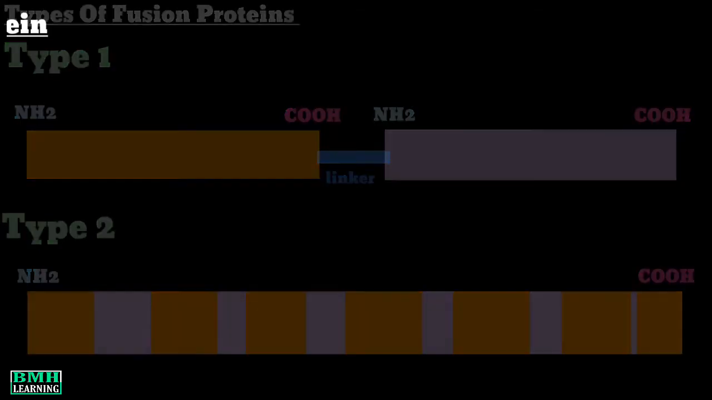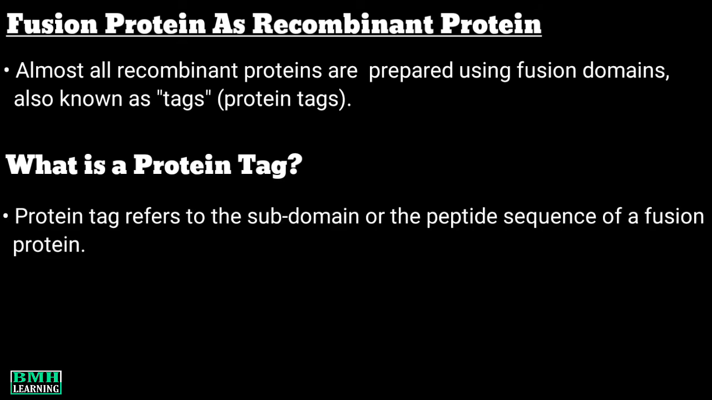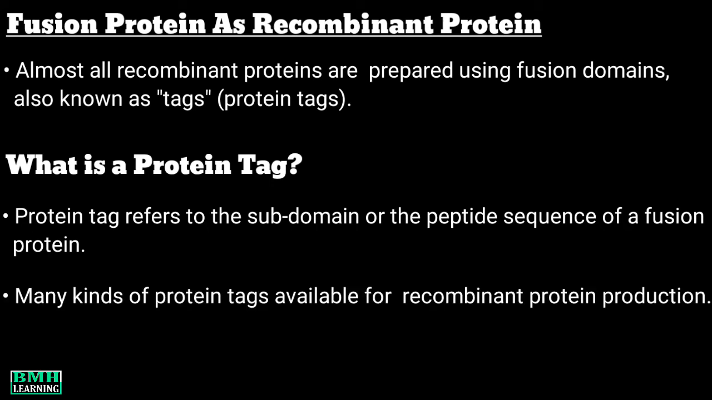Now let's talk about fusion proteins as recombinant proteins. Virtually almost all recombinant proteins are now prepared using fusion domains, also known as tags, or we can call them as protein tags. So what is a protein tag? Protein tag refers to the subdomain or the peptide sequence of a fusion protein. There are many kinds of protein tags which are widely used in recombinant protein production.